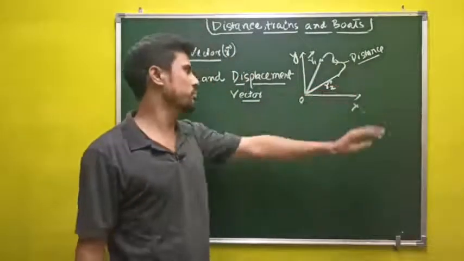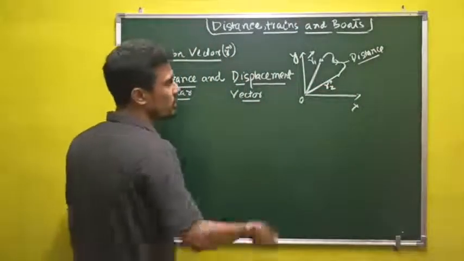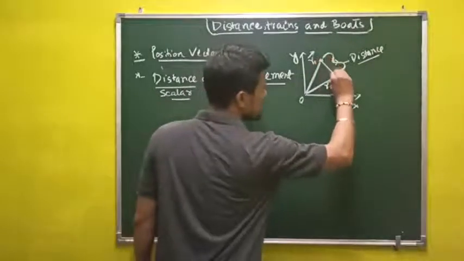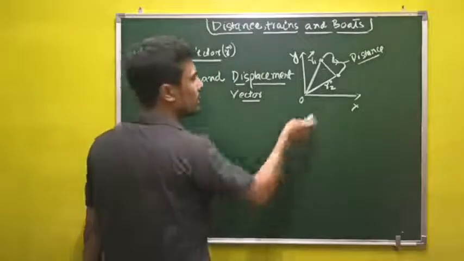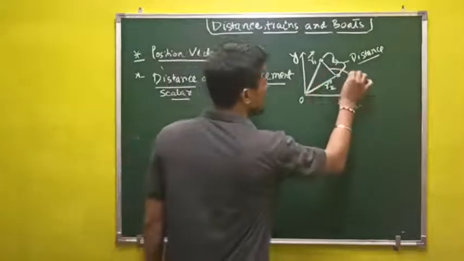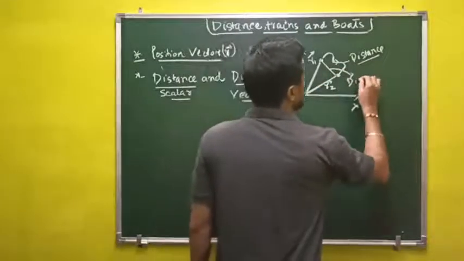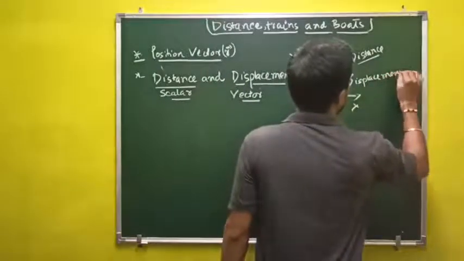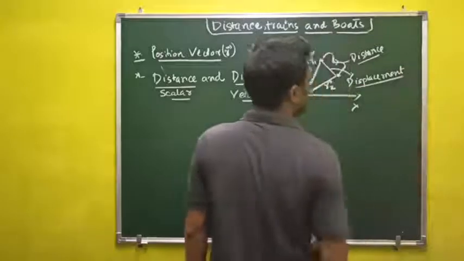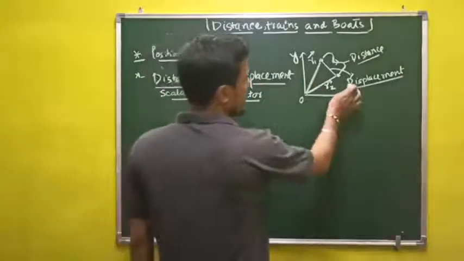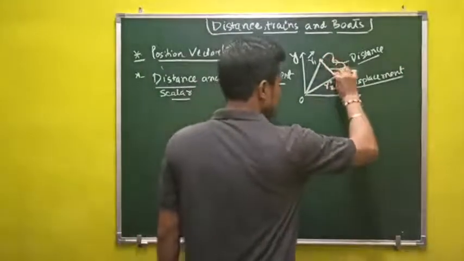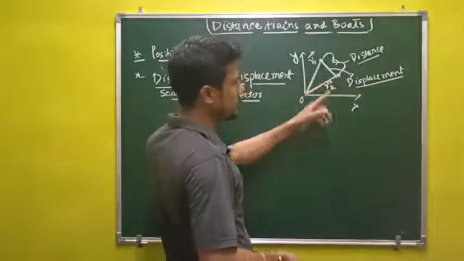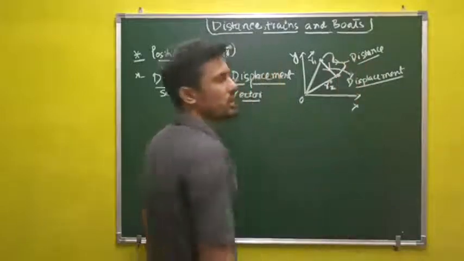But if you consider only the distance between the final and initial points, between r1 and r2, then this is called displacement, and it is a vector quantity. Its direction will be along this direction. So if you are going from r1 to r2, then the direction will be this way.